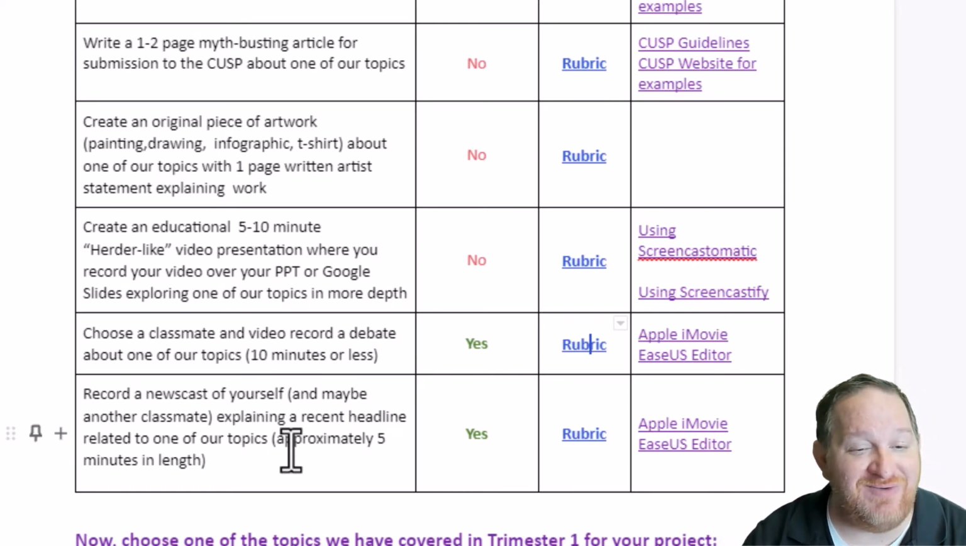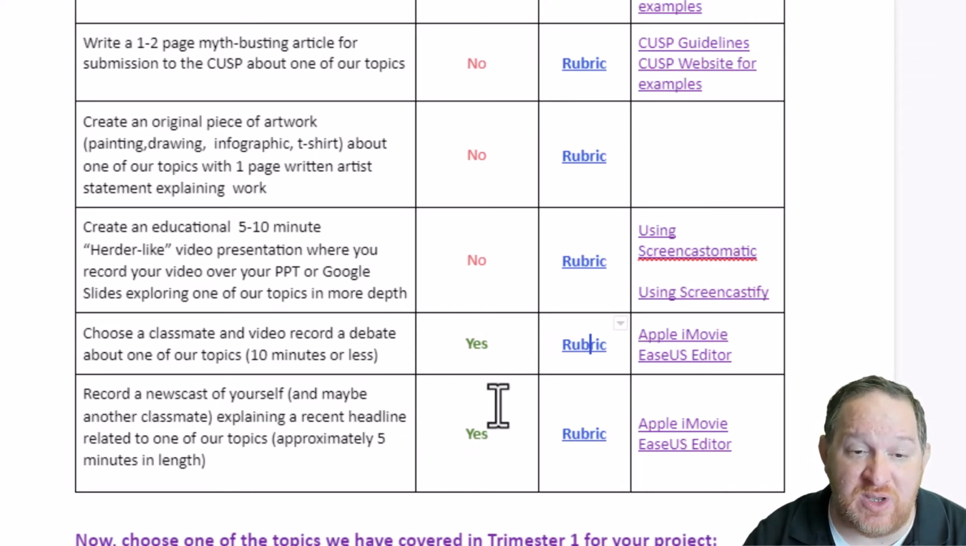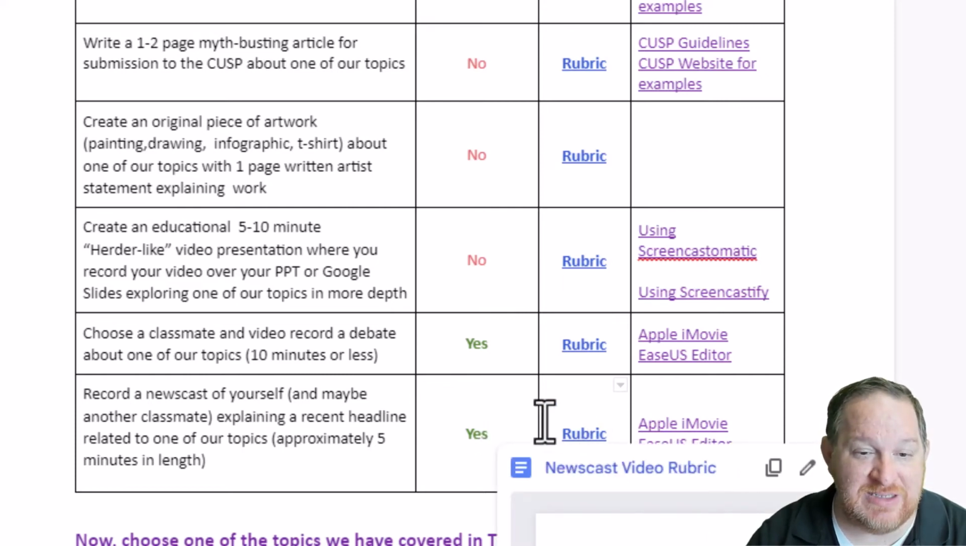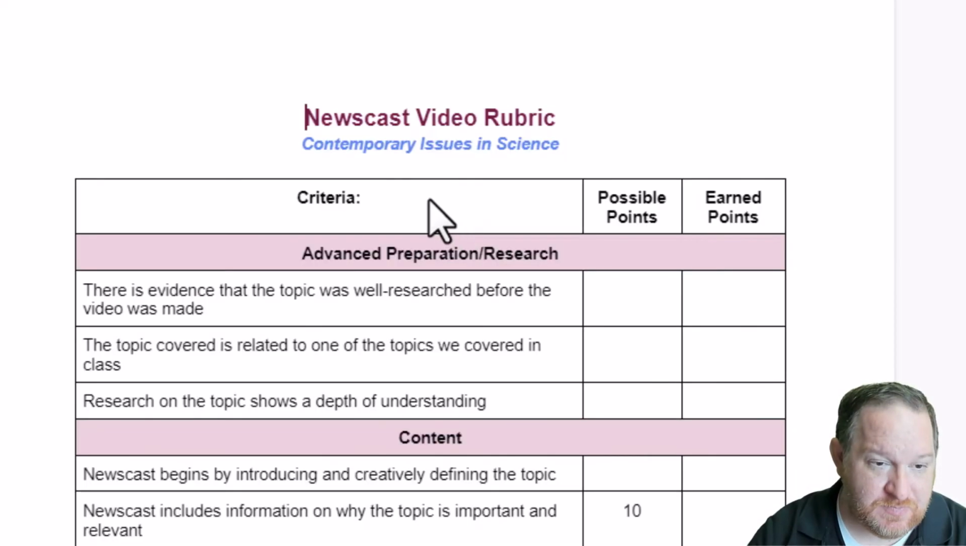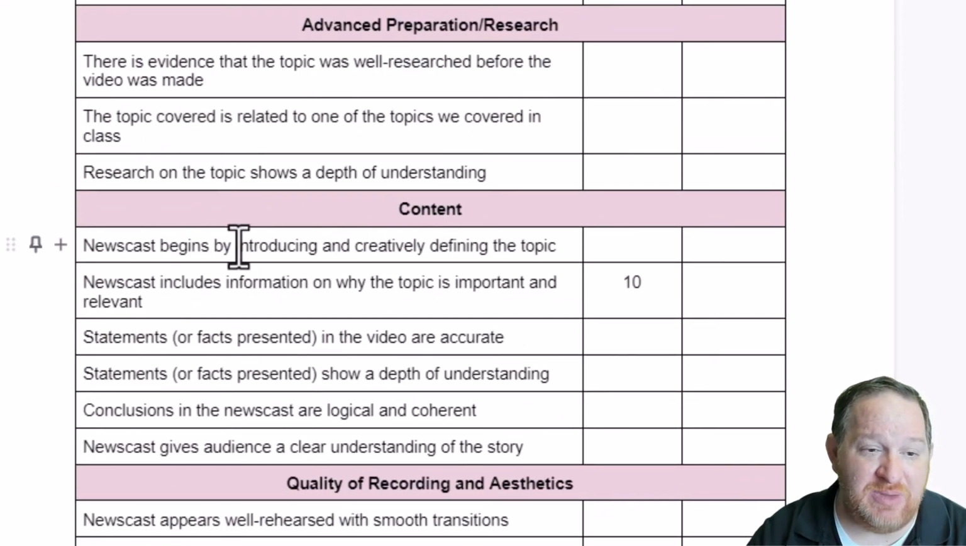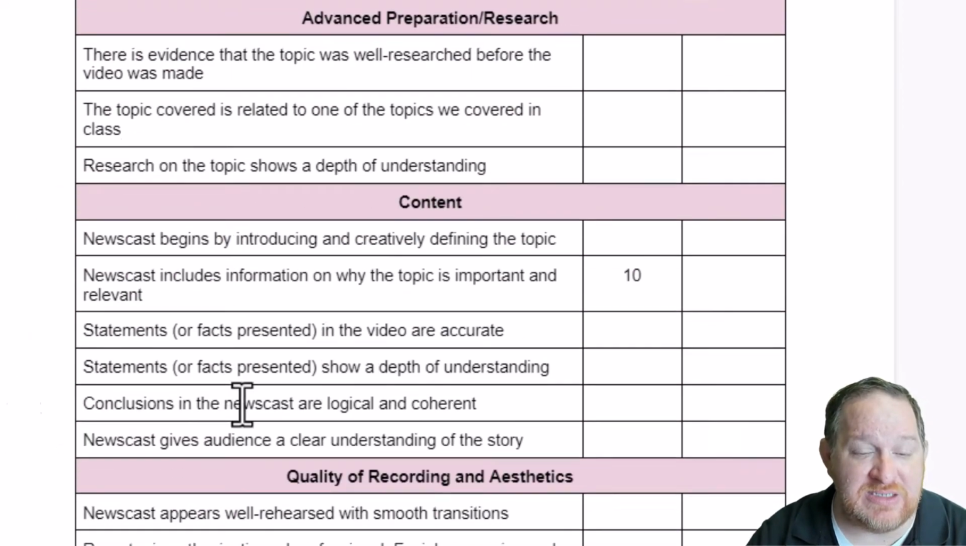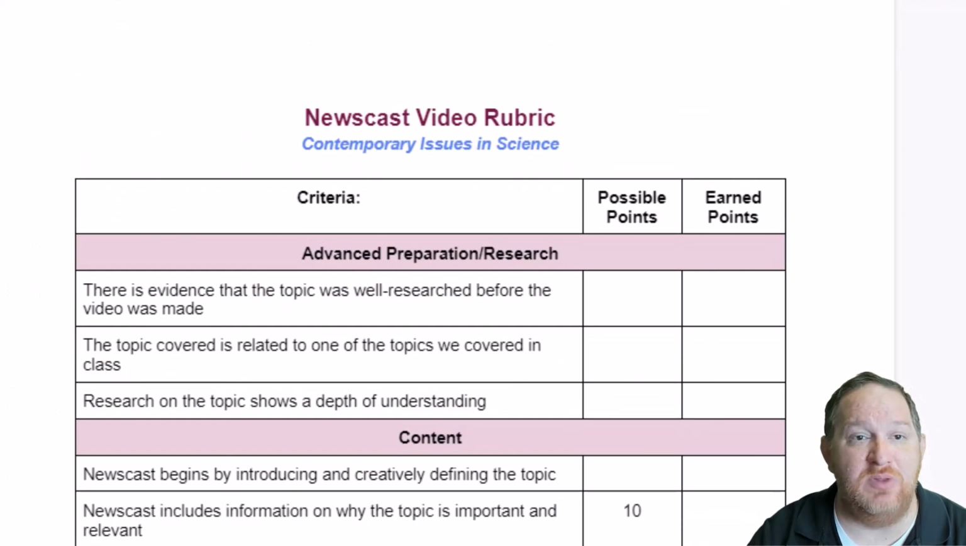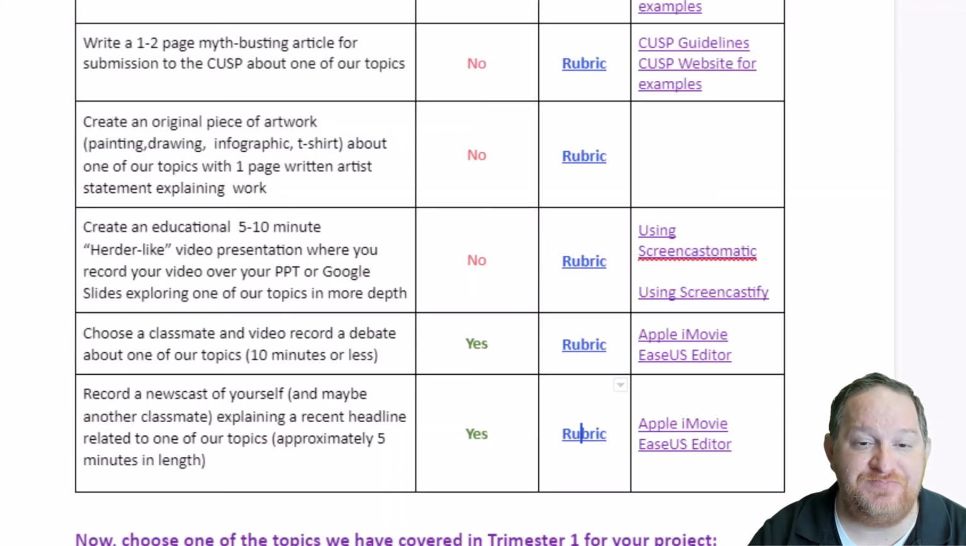I want that to be about 5 minutes in length. And again, on this one, because it's a little more entailed with video, you may have a partner. Here's your rubric for that. The rubric, pretty basic. I tell you how to begin the newscast, what I want in it, and then some quality things I'm looking for as well. And again, here's some projects you may use.